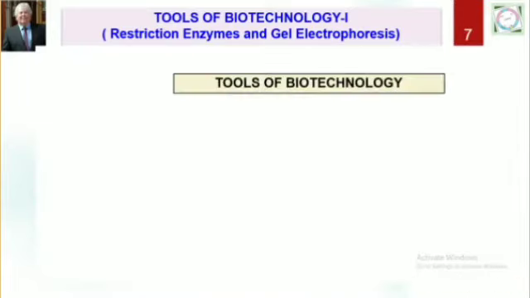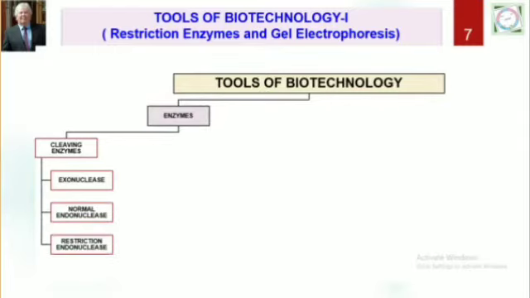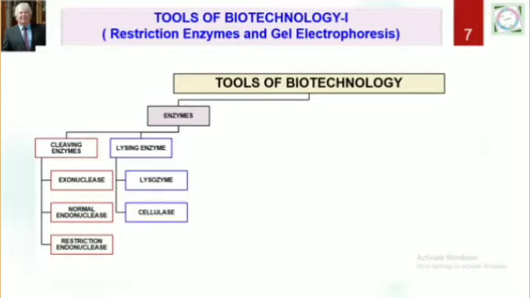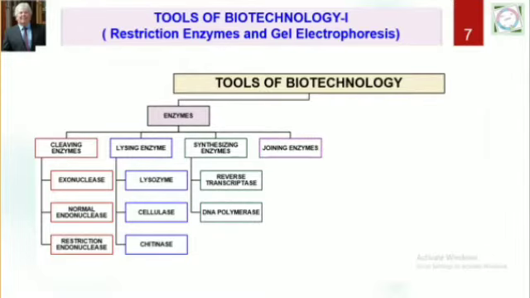Let us first of all focus on the tools of biotechnology. There are many tools, out of which we classify them one by one. There are enzymes available, and enzymes can be cleaving enzyme, which includes exonuclease, normal endonuclease, and restriction endonuclease. Lysing enzyme, the one which breaks down the cell wall, lysozyme, cellulase, and chitinase in different types of cells. Synthesizing enzymes, including reverse transcriptase, DNA polymerase, and joining enzyme or DNA ligases. We'll be focusing though on restriction endonuclease and DNA ligases.